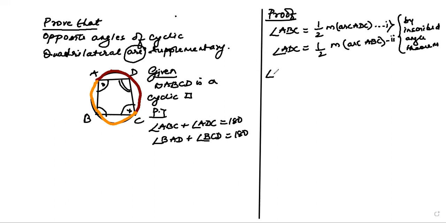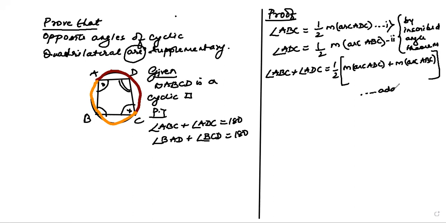So when I add, the left-hand side gets added up, ABC plus ADC, okay? And naturally, the right-hand side will get added up, half common, I'll remove, and what will happen? Measure of arc ADC plus measure of arc ABC, children. They get added up. The reason is, I'll just write it down, adding 1 and 2.